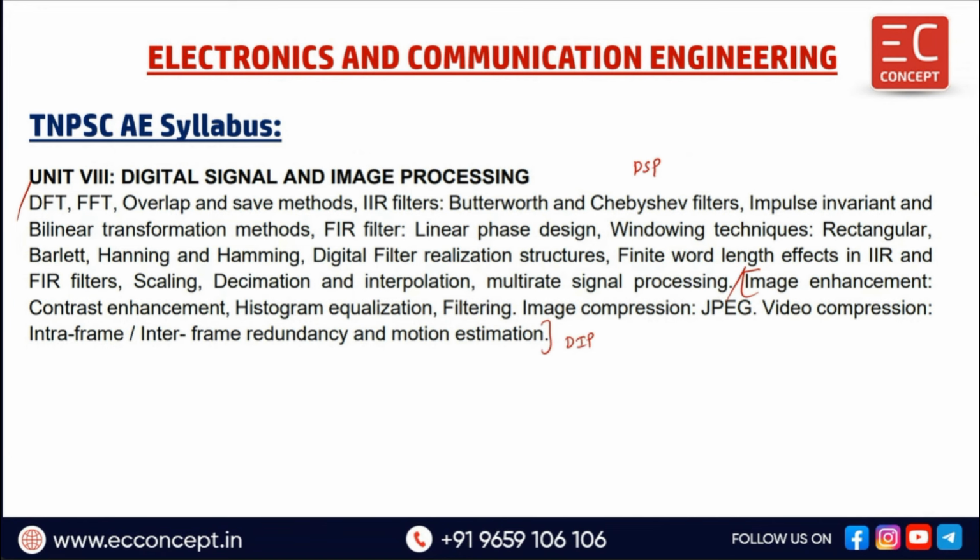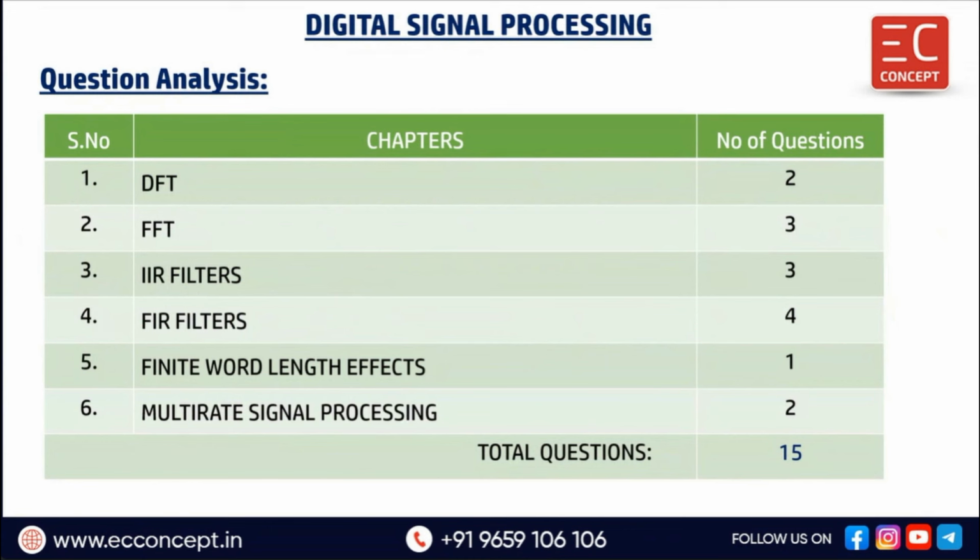So we have given the chapter-wise split-up here. Chapter number 1 is DFT, FFT, IIR filters and FIR filters, finite word length effects, and multirate signal processing. Totally, digital signal processing has 6 chapters segregated, and the corresponding questions asked are given. Almost equal weightage is given. Totally 15 questions in digital signal processing.